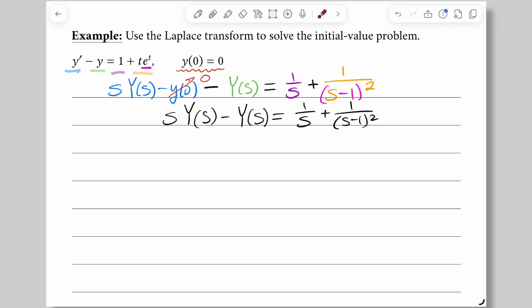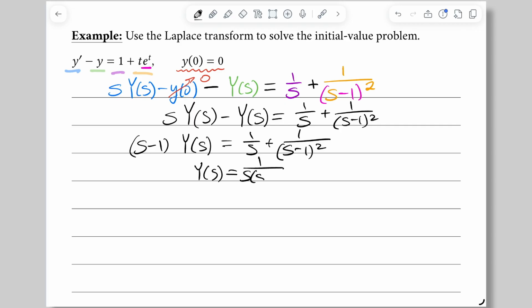It's difficult to tell you whether or not to combine the fractions on the right-hand side, except to say in this case, I'm not going to. The reason is on the left-hand side, we can factor out the Y of s and we get s minus 1 times Y of s. The right-hand side remains unchanged, and you can see that we're going to have a couple of fractions. We're going to divide by s minus 1 in order to isolate Y of s. And so Y of s is equal to 1 over s times the quantity s minus 1 plus 1 over s minus 1, the quantity cubed. That is easily transformed using the shift here.